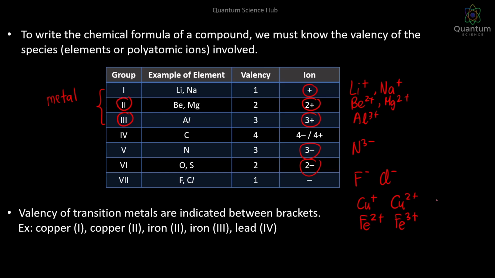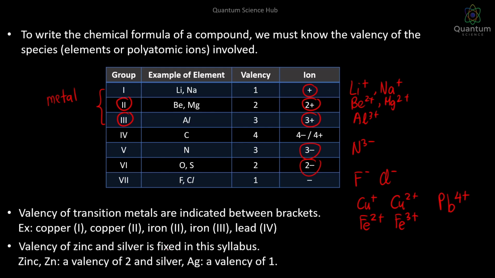Lead. What is the symbol of lead? Pb, right? Pb4, so that means Pb4 positive. And the valency of zinc and silver is fixed in this syllabus. Zinc, Zn, it is a valency of 2, and silver, Ag, it is a valency of 1. So that means Zn is 2 positive, while Ag, silver, is positive.